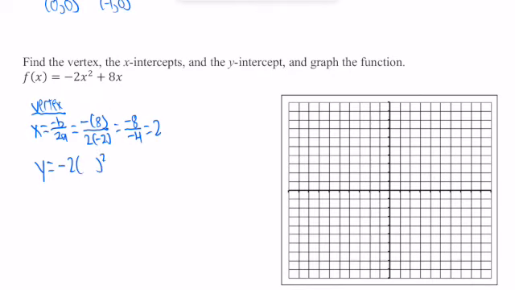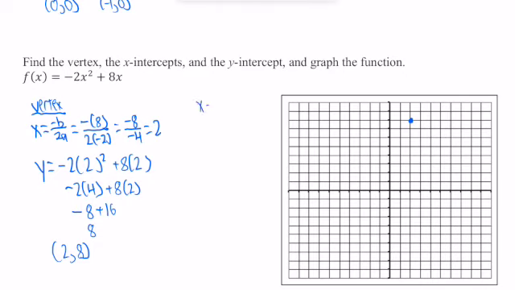So when we're finding the y value of the vertex, we'll plug in 2 to our function for x. Negative 2 times 2 squared plus 8 times 2. We calculate the 2 squared first, leaving us with negative 2 times 4 plus 8 times 2. This gives us negative 8 plus 16, which is 8. So our vertex will be the point 2, 8. 2 to the right, up 8.